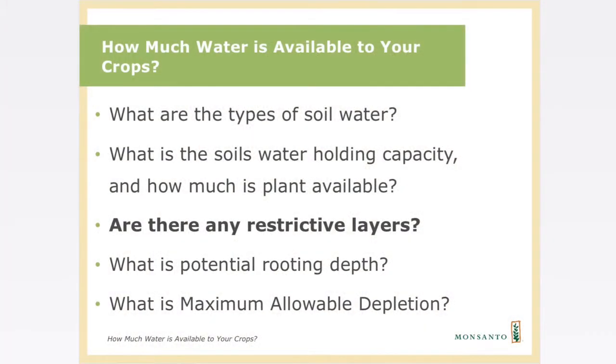The next thing to think about in terms of how much water is available to your crop is whether or not you have any restrictive layers. These could be plow pans or some other form of compaction that really restricts root movement and the water moving into the soil, so you have less space to work with in terms of plant available water.